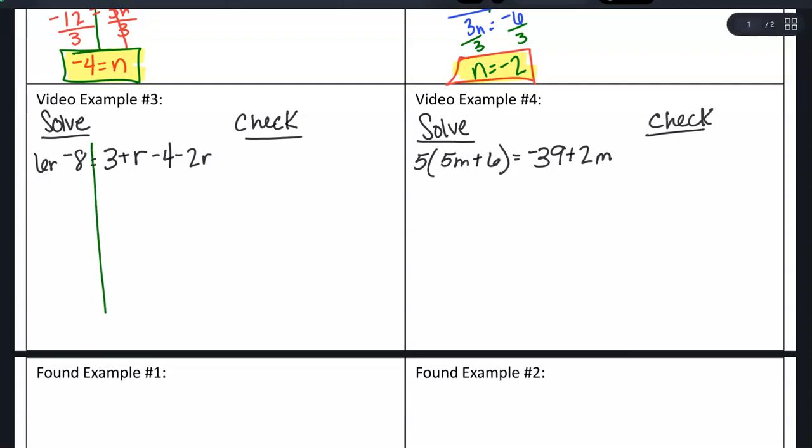All right, this is fun. This is when math gets fun. Solving equations, you're figuring out the puzzle. This is definitely one of my favorite parts.